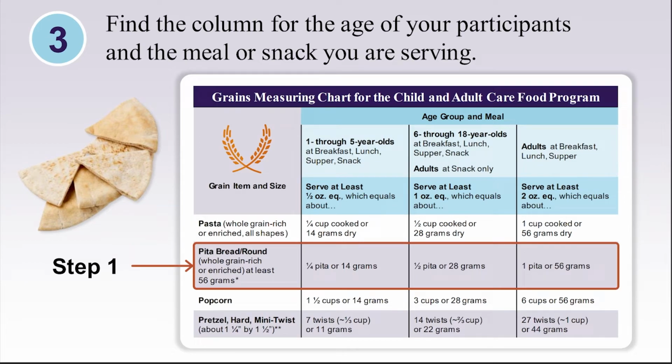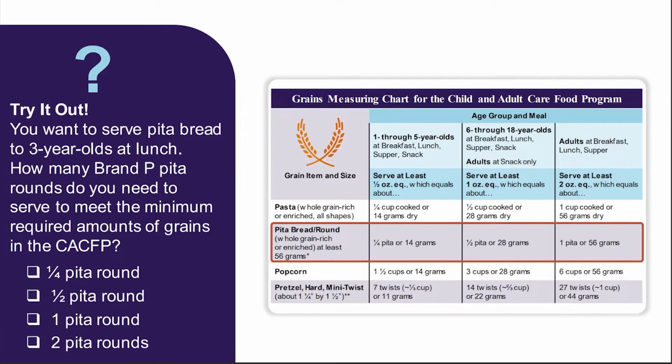Now that we've checked that brand P pita rounds weigh the same or more than the pita bread listed in the grains measuring chart, the last step is to find the column for the age of your participants and the meal or snack you are serving. Look at the grains measuring chart in your worksheet on the screen. Let's say you want to serve pita bread to 3-year-olds at lunch. How many brand P pita rounds do you need to serve to meet the minimum required amount of grains at lunch in the CACFP? Raise your hand if you think you need to serve at least 1/4 of a pita round.